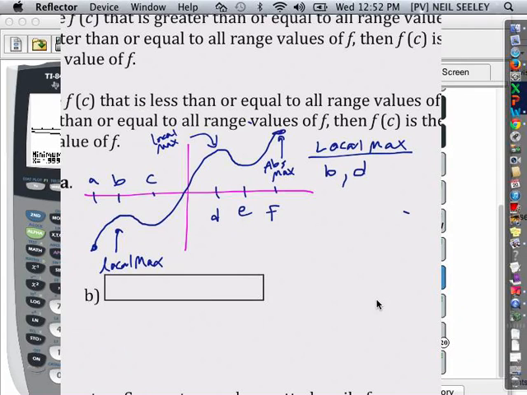Oh yeah, for this one, you mean like if it doesn't come back down again? Yeah, so a local minimum or a local maximum has to complete enough of a turn so you know it's like a peak of a hill or the bottom of a valley. Yeah, good question.